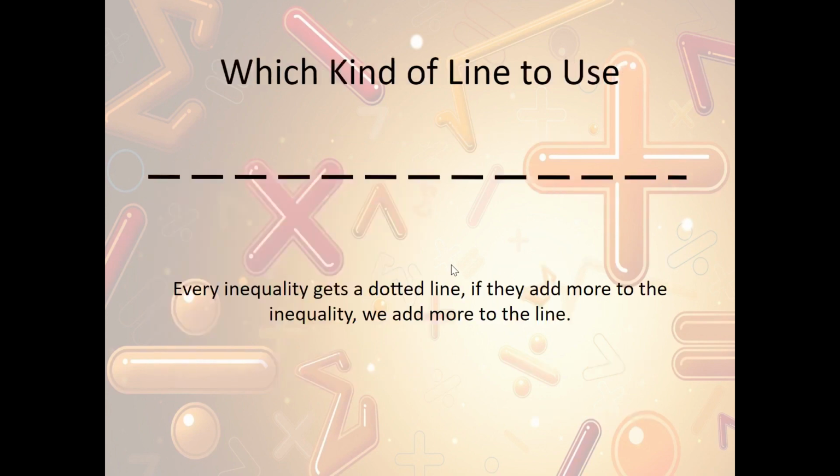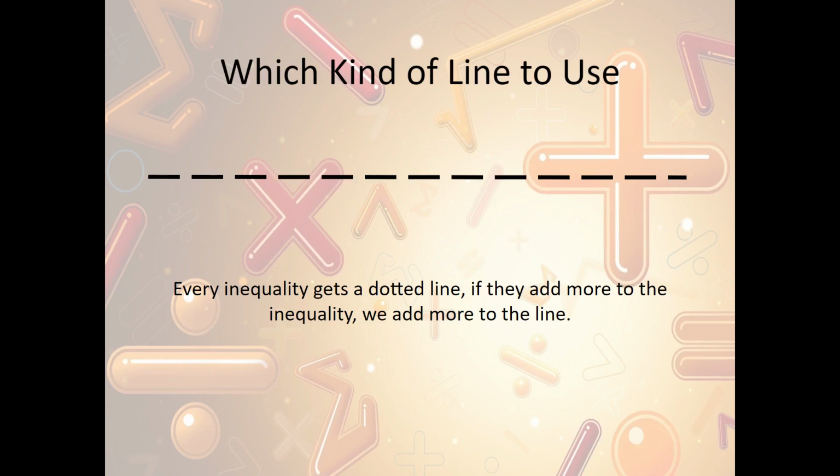So the shading is a new aspect of graphing that we need to consider. The other part is what kind of line to use. Similar to before, where we talked about the open circle versus closed circle, same thing here. Every inequality gets a dotted line or an open line. Notice there, it's open because there's little spaces in between.